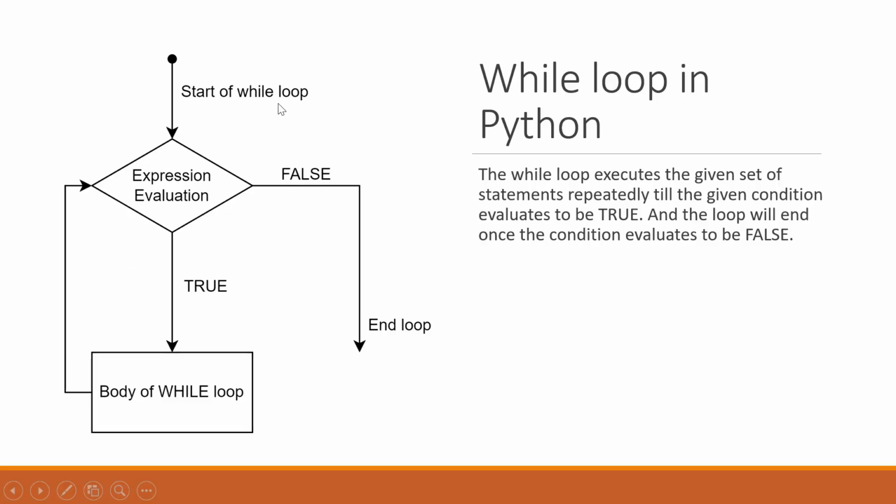So once we define our while loop, we define an expression with it, or we can say we need to define certain condition with it. Now when we run the while loop, it will evaluate that expression or condition. If the condition is true, then the body of the while loop will be executed and it will continue evaluating the expression. Now if the evaluation comes out to be false, then the loop will end.